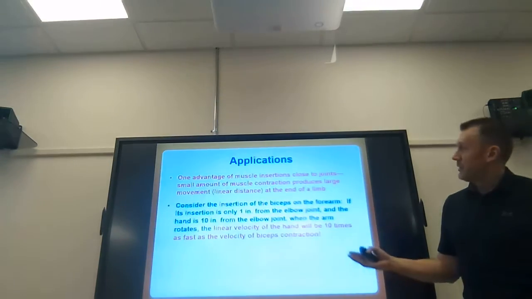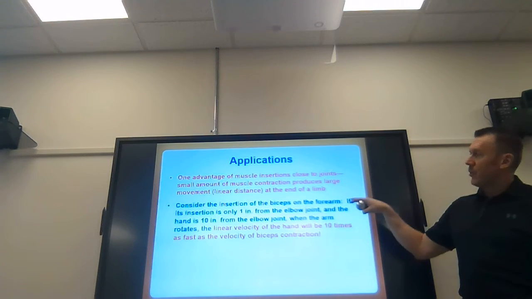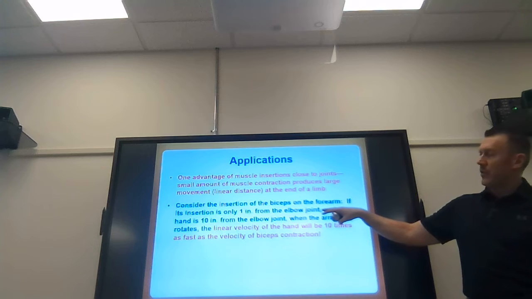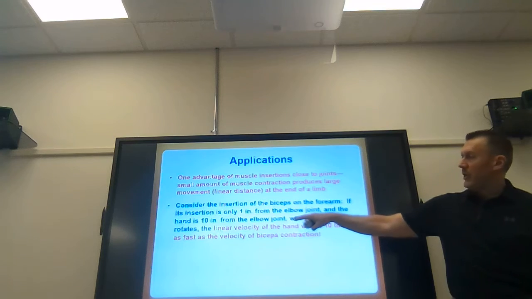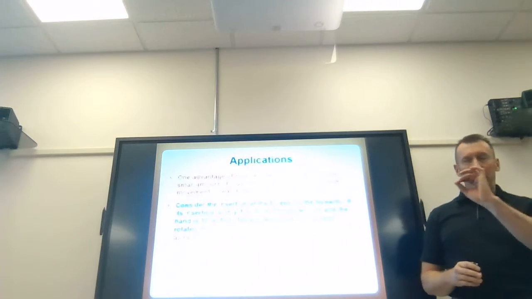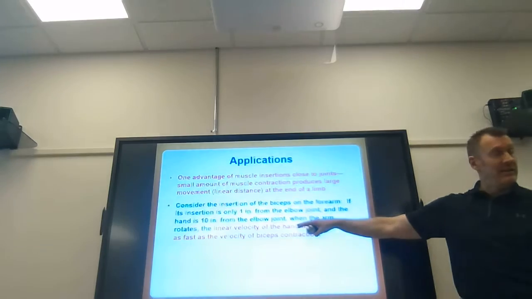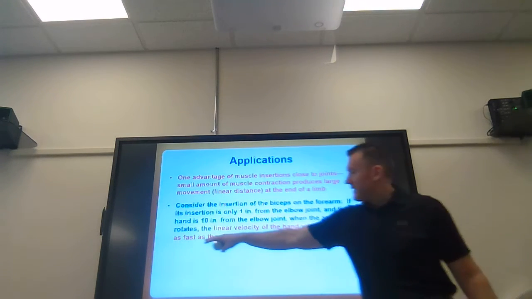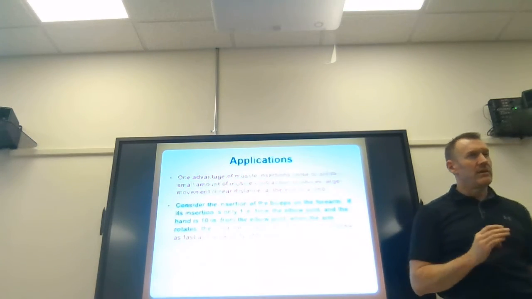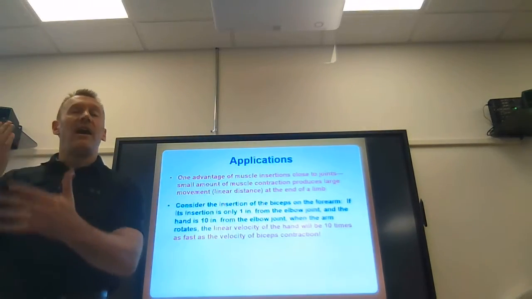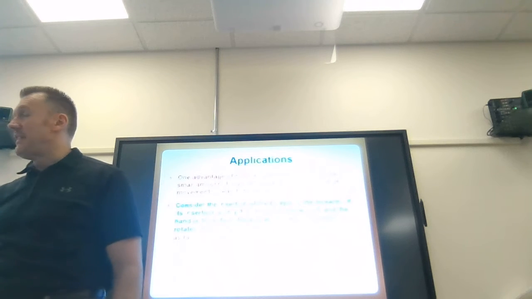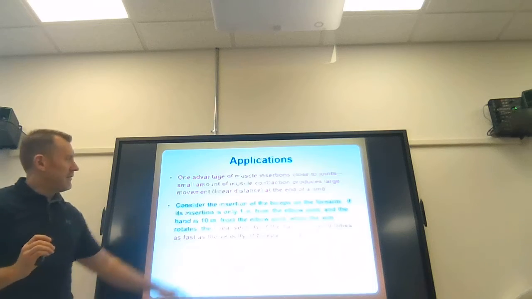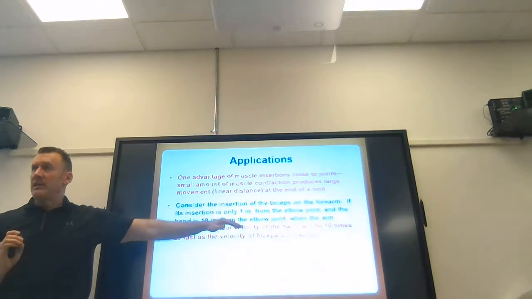Take this example. If the insertion of the biceps on the forearm is only 1 inch from the elbow joint, that's your axis, and the hand is 10 inches from the elbow joint, when the arm rotates, we're talking about linear velocity here. The linear velocity of the hand will be 10 times as fast as the velocity of bicep contraction. If they're undergoing the same angular displacement in the same time, the point further from the axis will travel a greater linear distance in that given time period, which means a faster linear velocity.